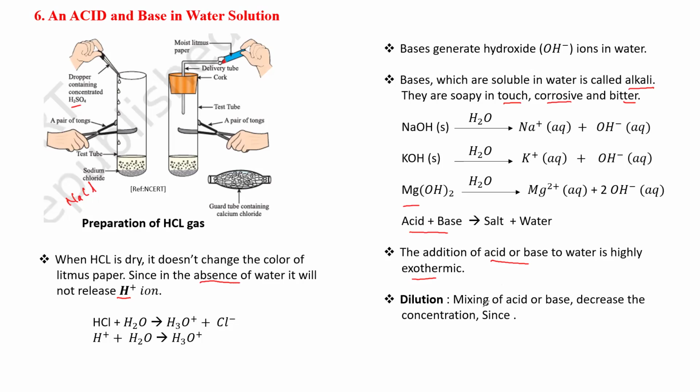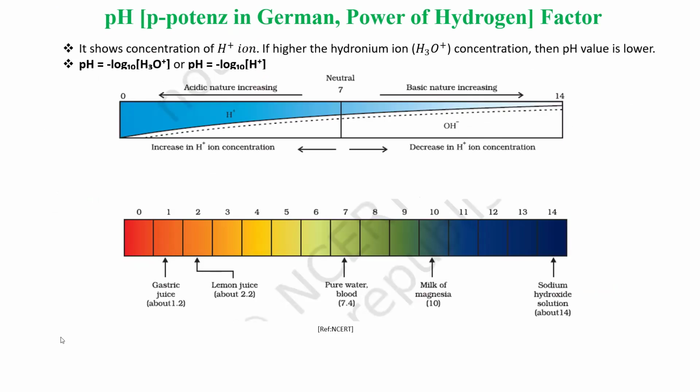Again, we have dilution. When we mix acid or base with some water, that decreases the concentration. That is called dilution. Due to mixing, it decreases the concentration, so we should write here: since it decreases the concentration. This shows how careful we should be when mixing acid or base, even with water.